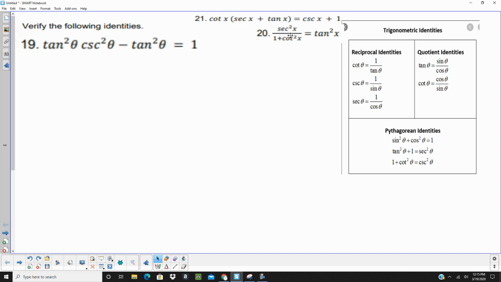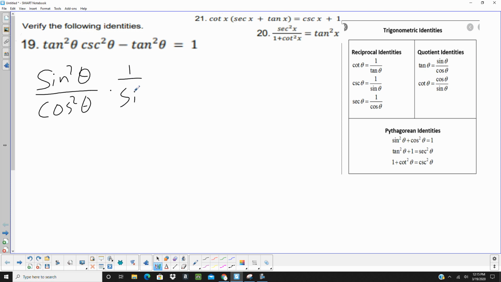On 19, we have tangent squared times cosecant squared minus tangent squared. Again, I want to get everything in terms of sine and cosine. Tangent squared is sine squared over cosine squared. Cosecant squared is 1 over sine squared. And that will be tangent squared again is going to be, oops, you know what? I'm going to back up. I just realized there is an easier way to do this.